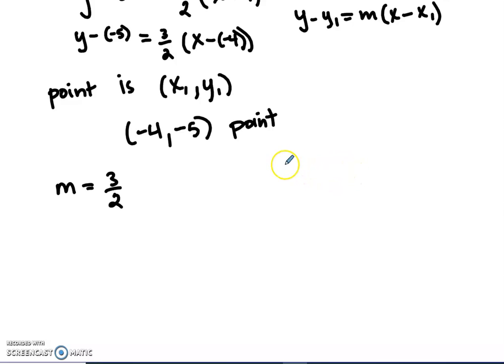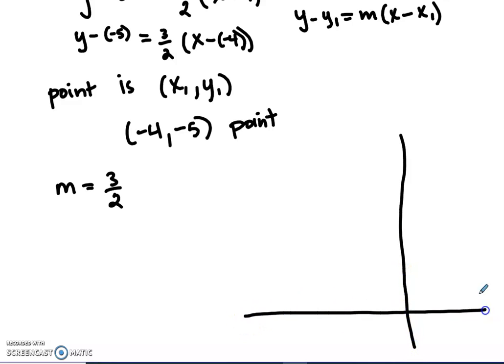Excuse me. So I am going to draw a graph. That's not where I want that to be. Let's try this again.